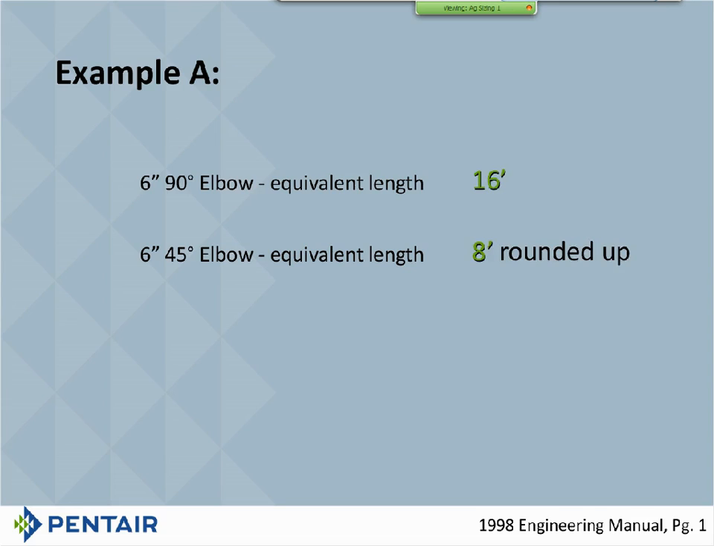All right? So the total effective length of pipe. Now remember, this is the length of pipe that we are going to go to the friction loss chart with. The total effective length of pipe is going to be the 5,000 plus 16 plus 8, which equals 5,024.